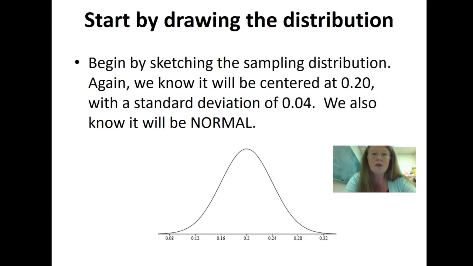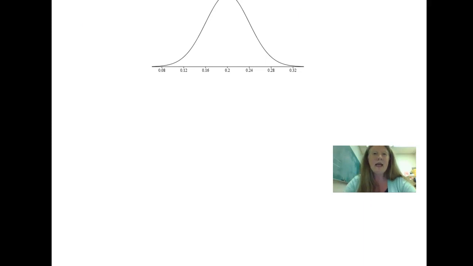So I know it's normal. It's centered at 0.2. Here's the middle. Standard deviation of 0.04. So I went out 3 standard deviations on either side. So look really carefully at that curve. That's if we could take lots and lots of possible samples of size 1,000 and each time look at the statistics or the sample proportions, this is what that collection would look like. Here it is again. Let's use this to answer some questions.